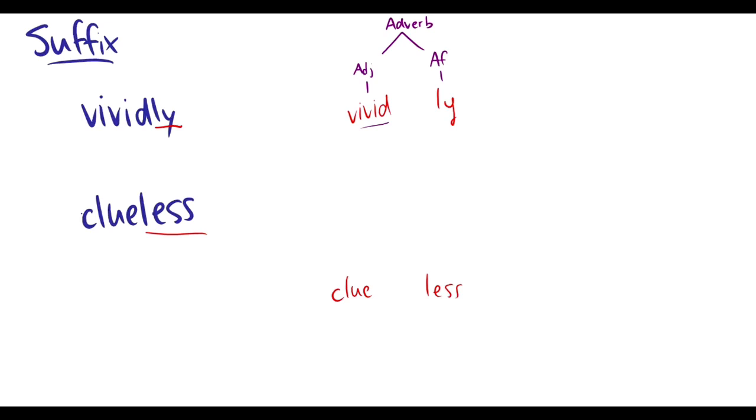Okay, what about clueless? Well, clue is a noun, and less is just an affix. When we combine them together, we get clueless, which is an adjective. So again, this affix changed the lexical category of one of our free morphemes.